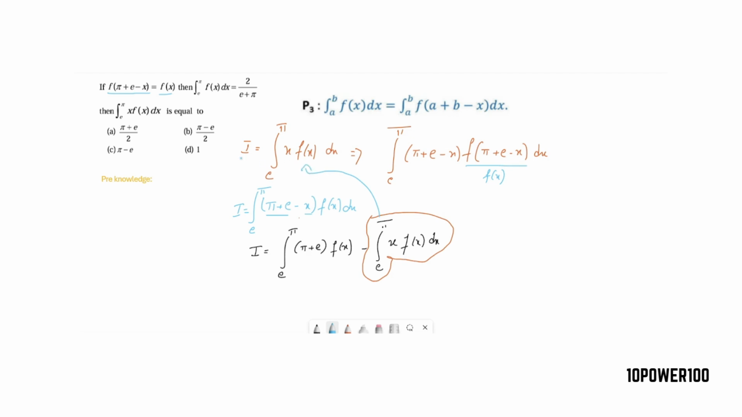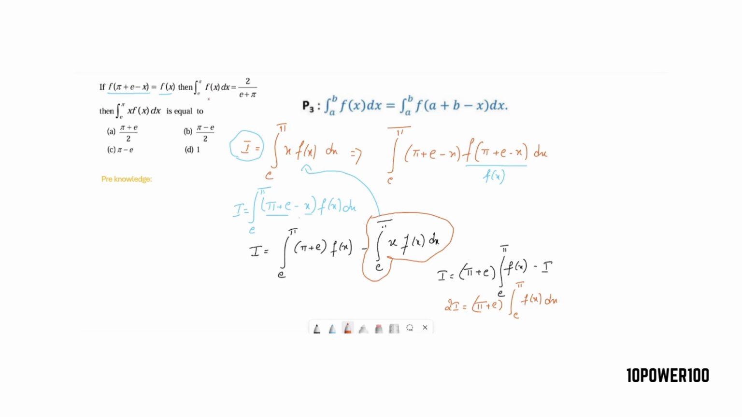So we have taken this as equal to I, right? So I'm going to replace that whole function as I. So it becomes I is equal to pi plus e into the integration from e to pi of f of x, minus I. So when that I comes to this side, it becomes plus I, and I plus I becomes 2I. 2I is equal to pi plus e times the integral from e to pi of f of x dx.